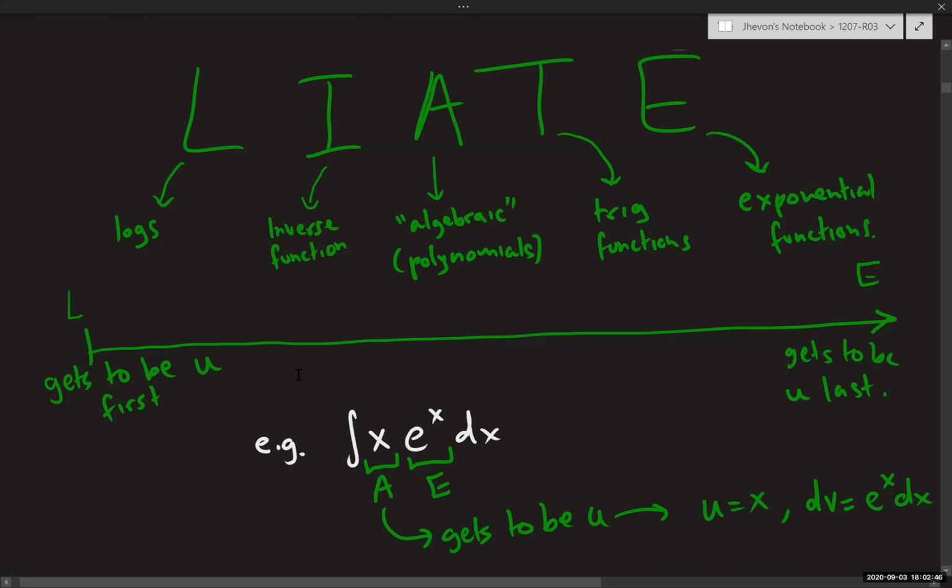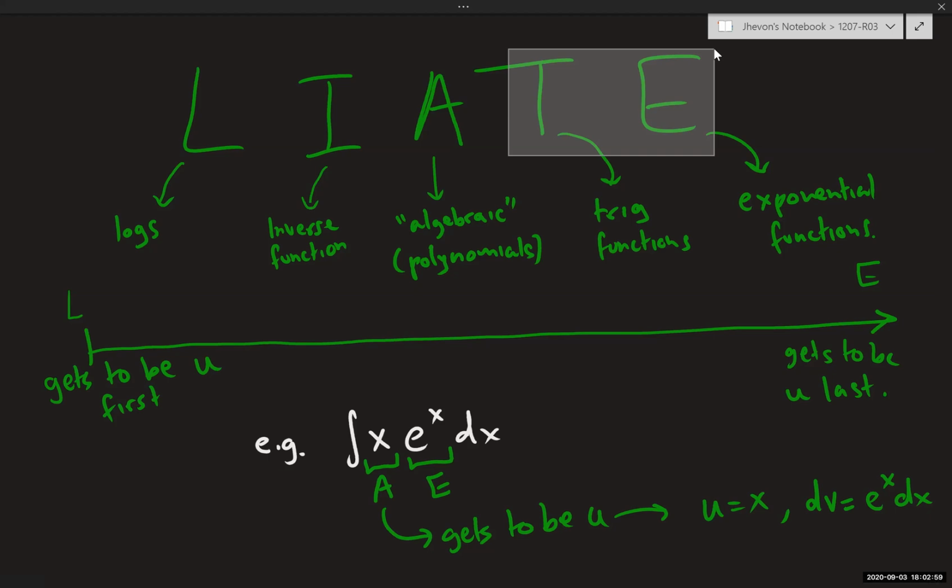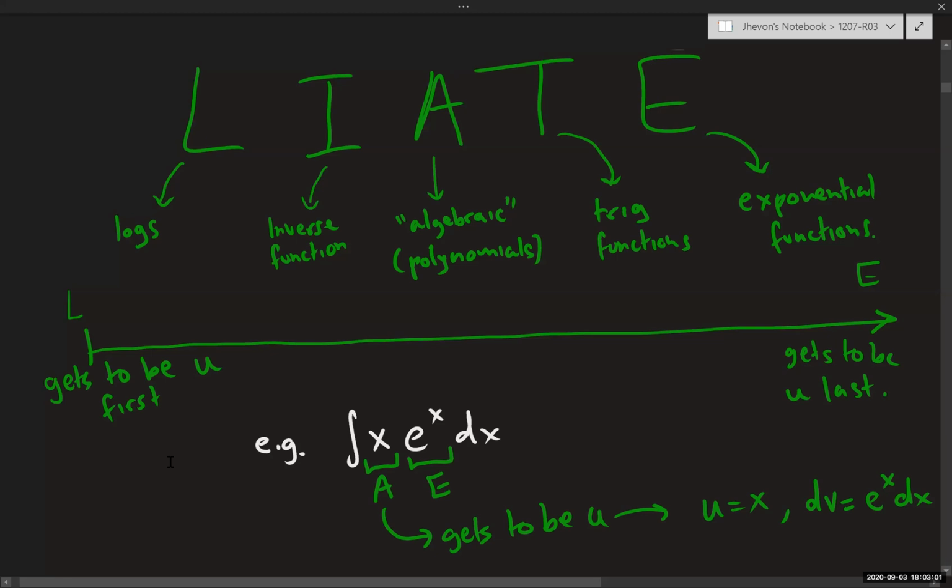Another way people memorize this is by the word LIPET, and that's okay as well, because it turns out that the T and the E can actually have the same priority. You can choose either one of these to be first or second. However, in my experience, LIATE is actually the most common one, but LIPTE or LIPET are also used, and you would actually get the same answer using those.